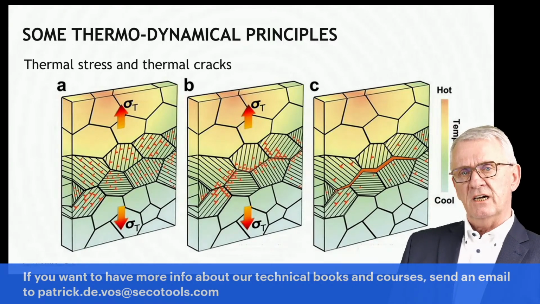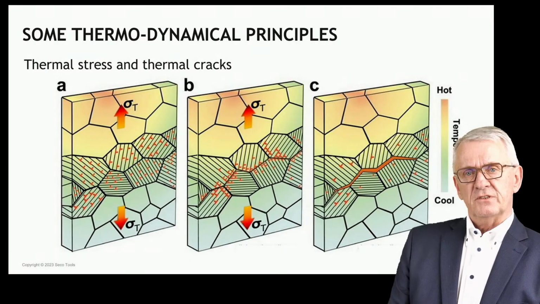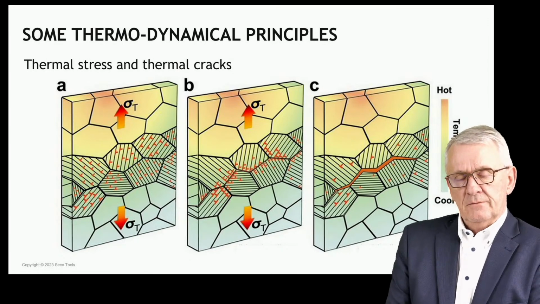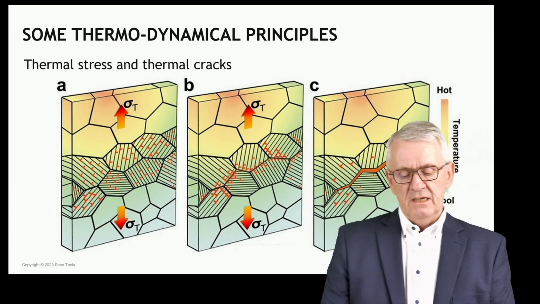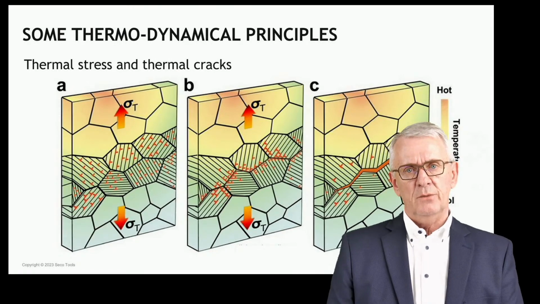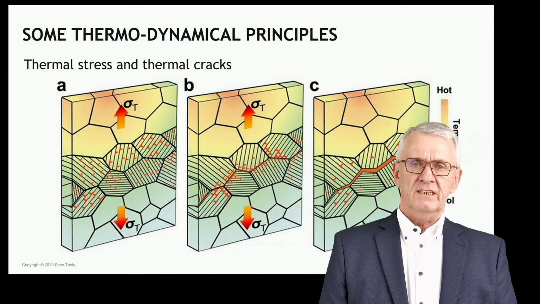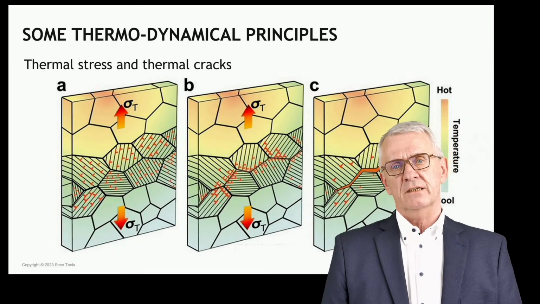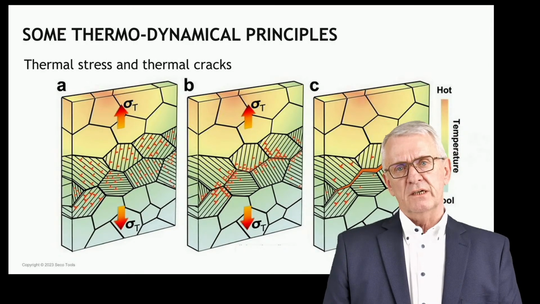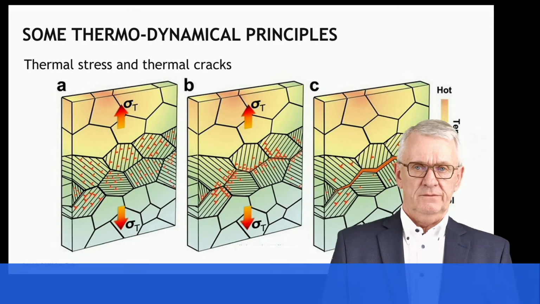Because where the temperature is high, the material wants to expand. Where the temperatures are low, the material wants to contract. That means that between different places in a material, there are stresses that develop. We refer to that as thermal stresses. And thermal stresses, when they become higher than the strength of the material, will lead to cracks, thermal cracks.